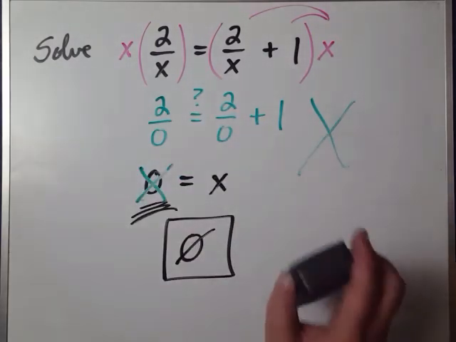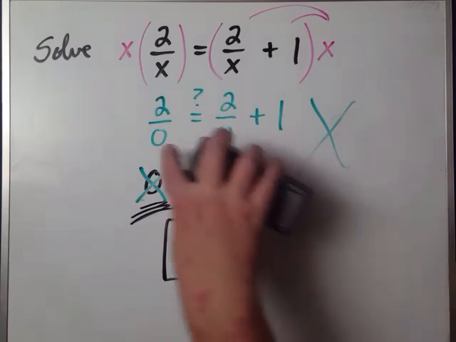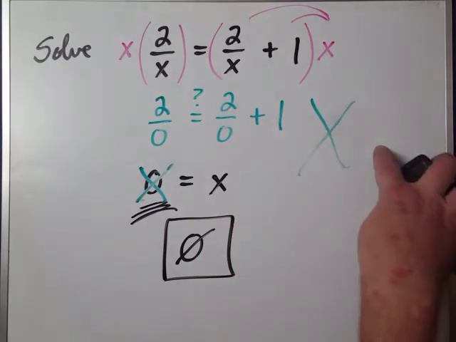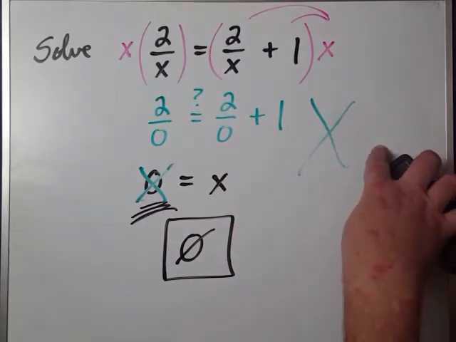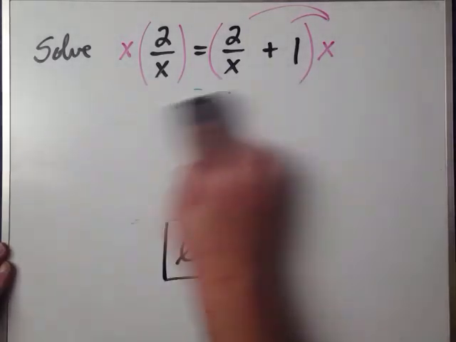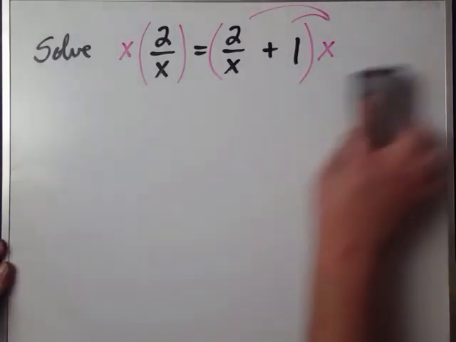And in this case, the only proposed solution was 0. And when we checked, we got terms that were undefined, which means we had to throw it out. Because undefined can't check. It can't make a true statement. Undefined cannot be equal to anything. It's not a number. It cannot even be equal to itself. Let's try now number 38.